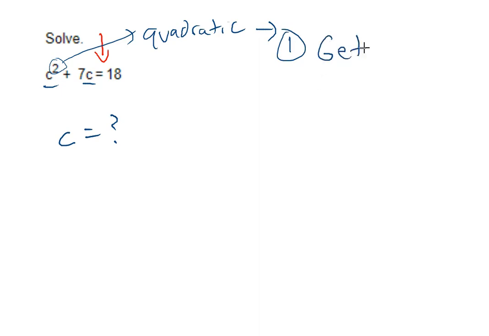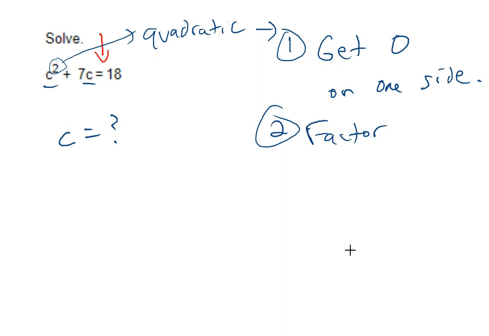The first thing you have to do is get 0 on one side of the equation. So get 0 on one side. The second thing you have to do is factor. Factor the other side of the equation. Then you set each factor equal to 0.